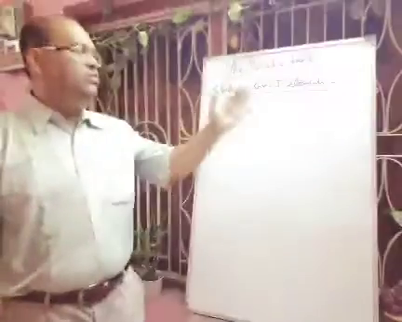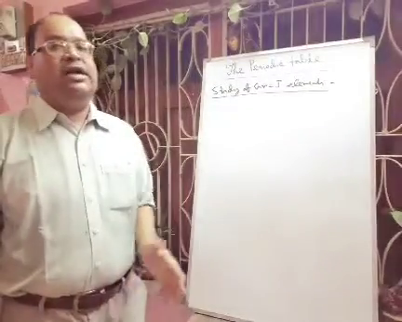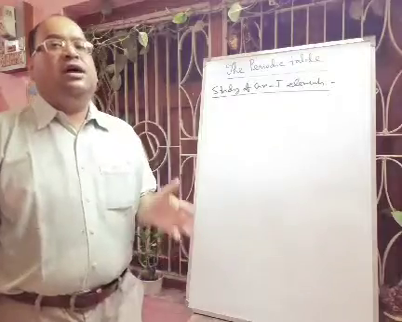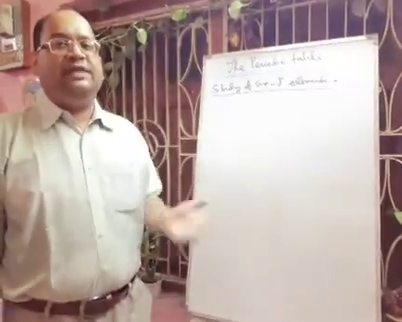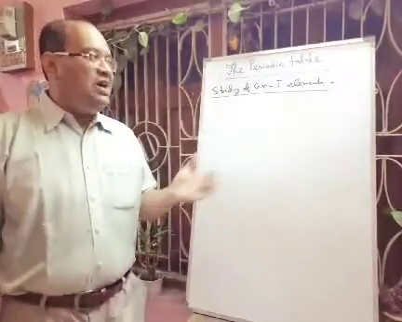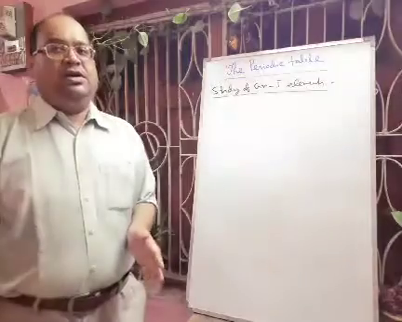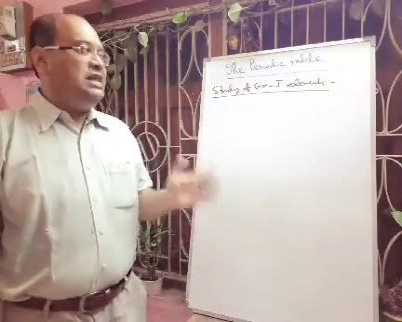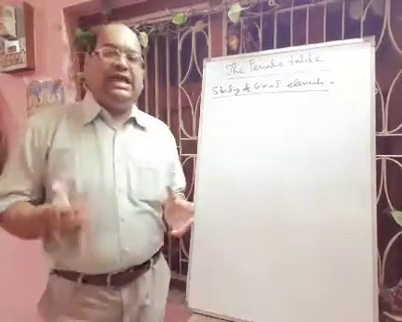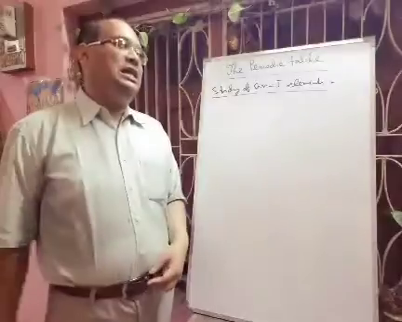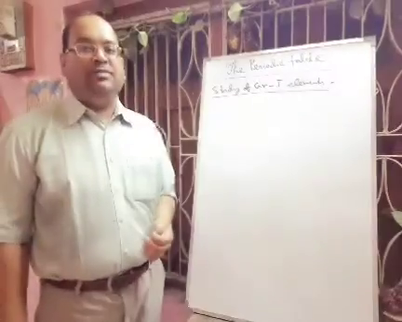Group 1 elements are called alkali metals, except hydrogen, which is a non-metal. The others are lithium, sodium, potassium, rubidium, cesium, francium. They have 1 electron in their valence shell, that is why they are placed in the same group, and their valency will also be 1. They are called alkali metals because they react with water producing strong alkali, and alkali, all of you know, is a water soluble base.